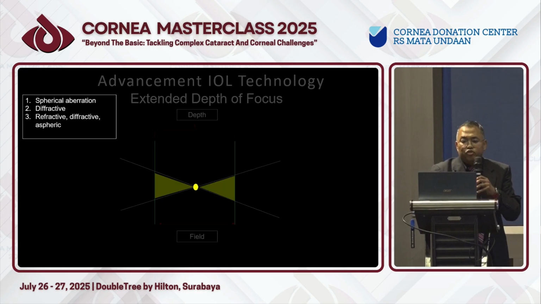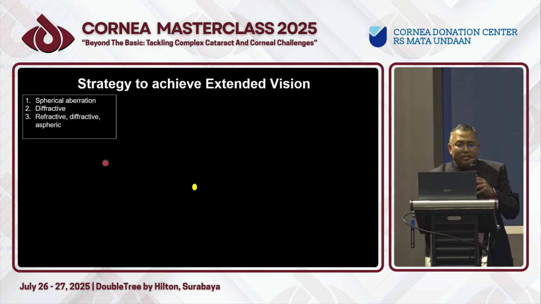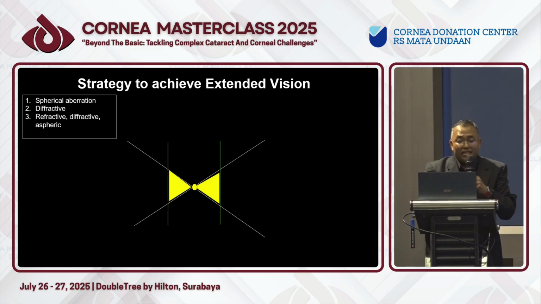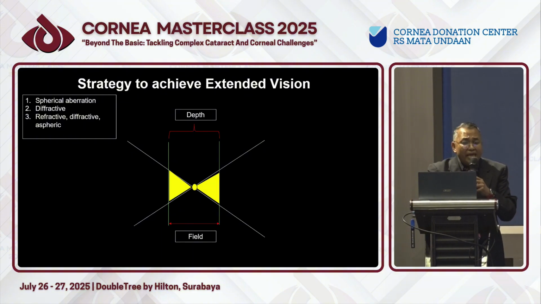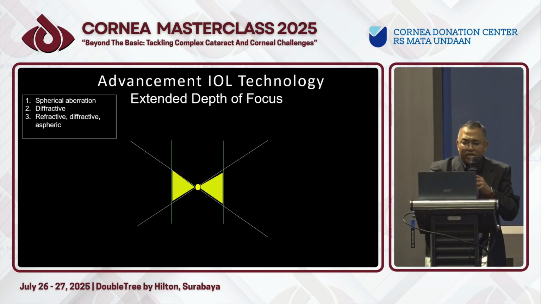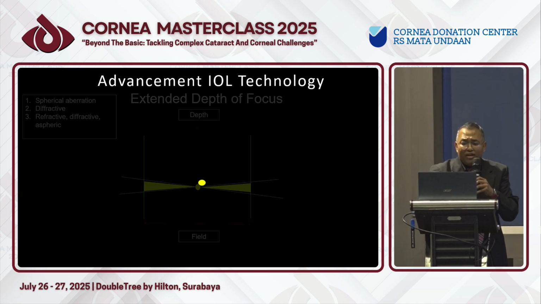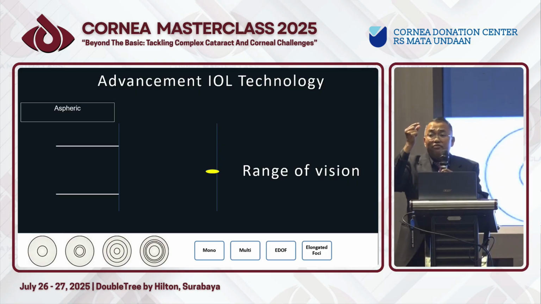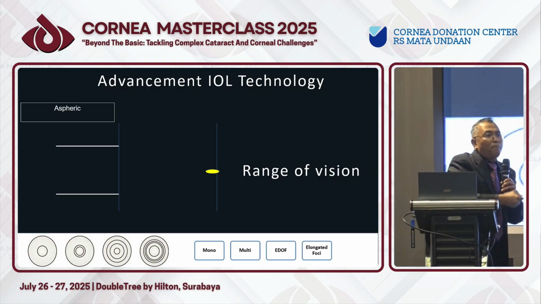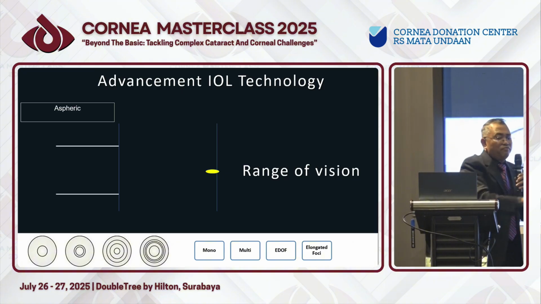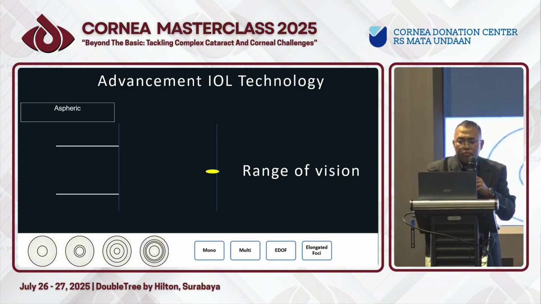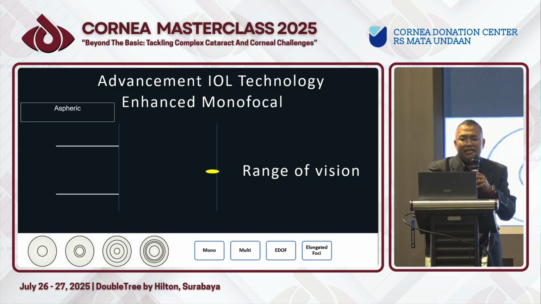So using the strategies they use, diffractive, refractive, spherical aberration, aspheric, what they do now with the extended vision, or the monofocal plus, is play around with this. Can we reduce this? Can we increase this? That is basically extended depth of focus. Now, when you have extended depth of focus, you have a range of vision, but it's not complete, because you still cannot give the near. So that's why you have this enhanced monofocal.